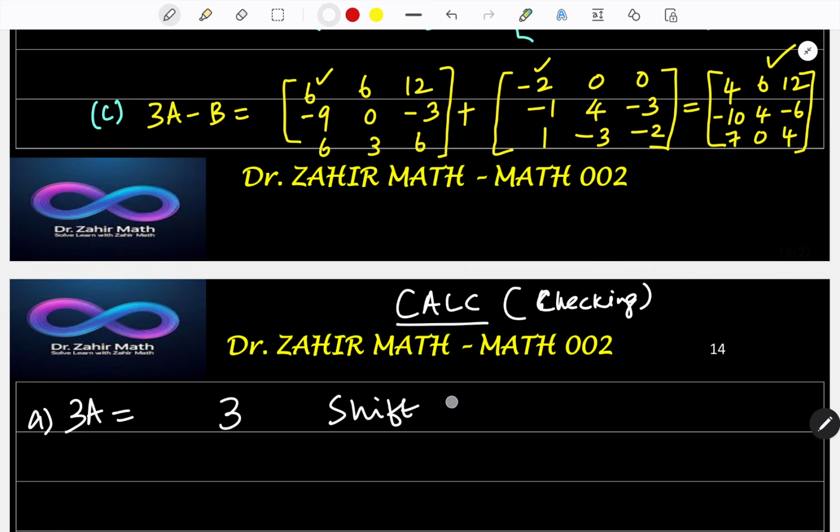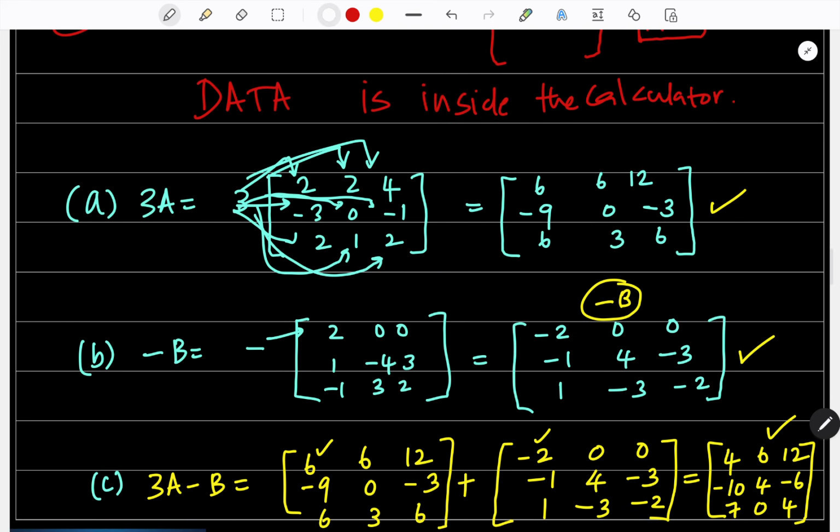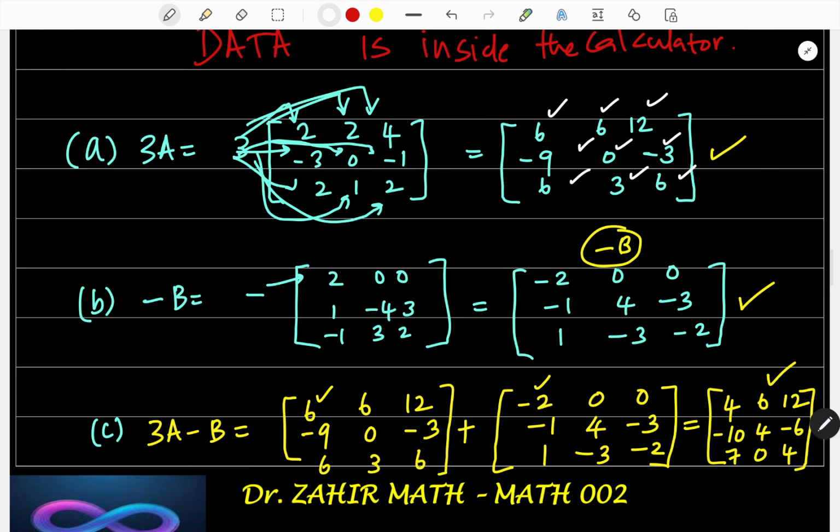Shift 4 and then press number 3. So number 3, you will get 3 times mat A. So your screen will be 3 times mat A. Then press equal sign. If you press equal, you can get the answer 6, correct? 6, 12, negative 9, 0, minus 3, 6, 3, 6. Yes, correct. Now press AC.